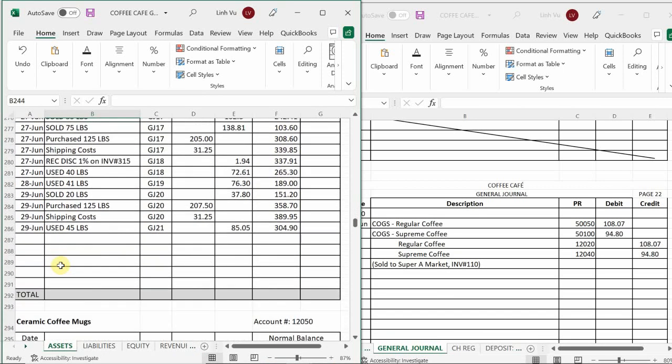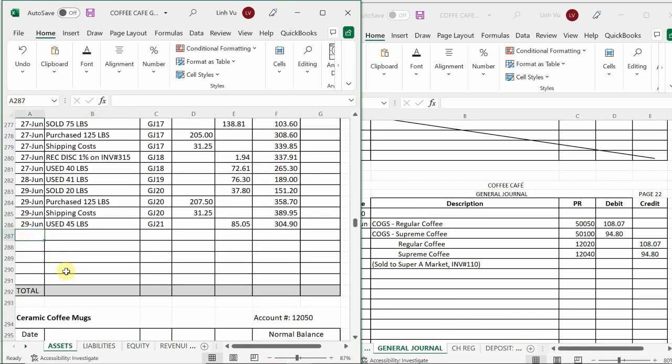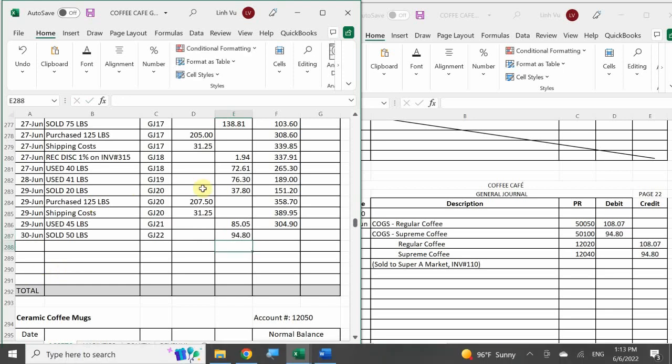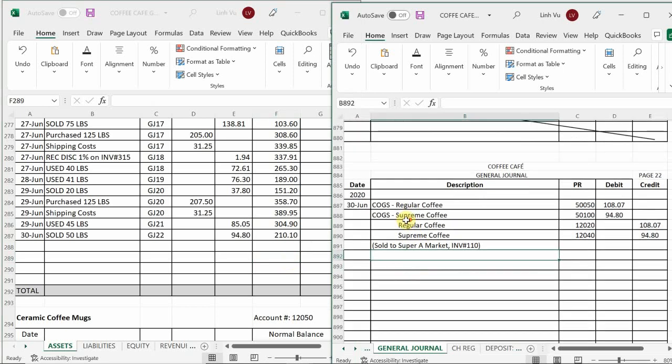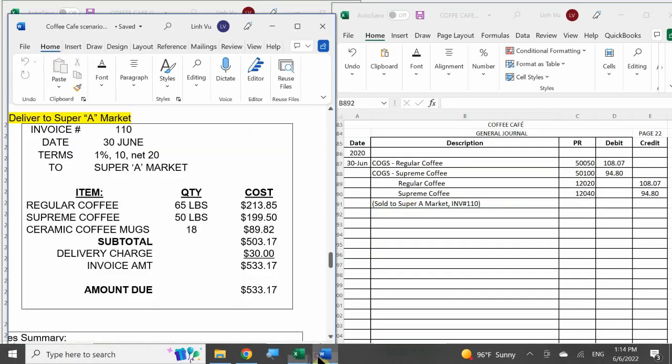Last but not least, I got to update my Supreme Coffee. I sold 50 pounds, which decreased my account by $94.80. So that should give me a new grand total of $210.10, which we did this equation multiple times, so for sure, it is $210.10. So that is it for this transaction.